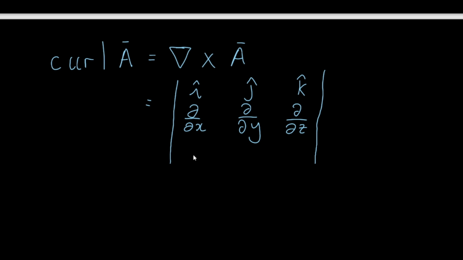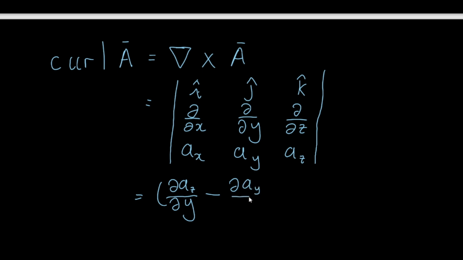And this vector A is simply ax, ay, and az. So if we compute the determinant of this, firstly we block out the first column and the first row. What do we get? We get ∂az/∂y minus ∂ay/∂z, and this is the x component, and then minus, we block out the first row and the second column.